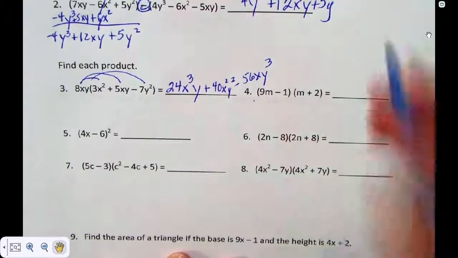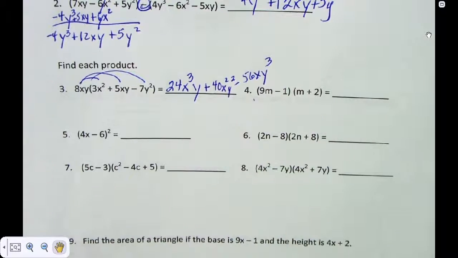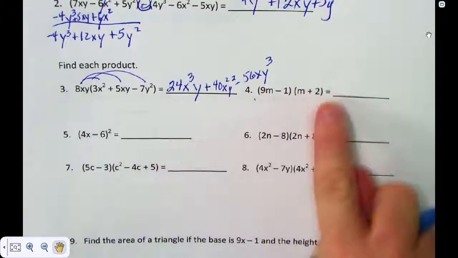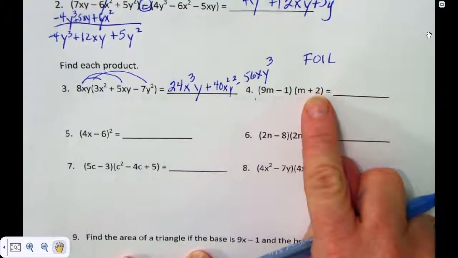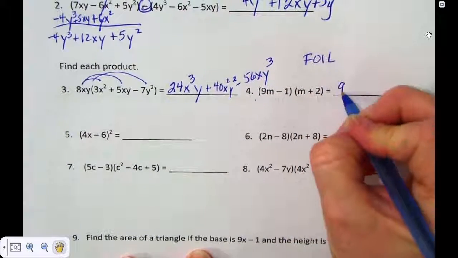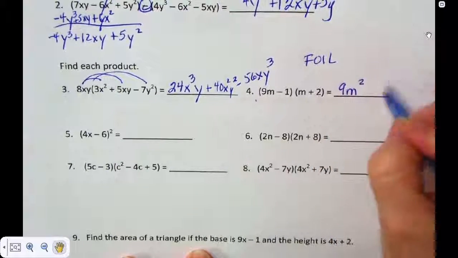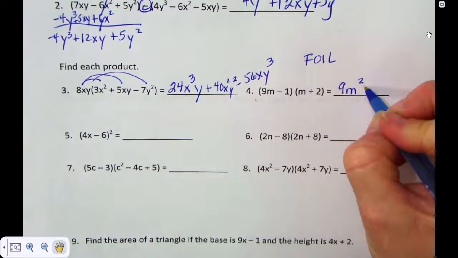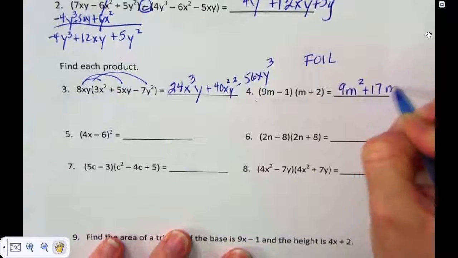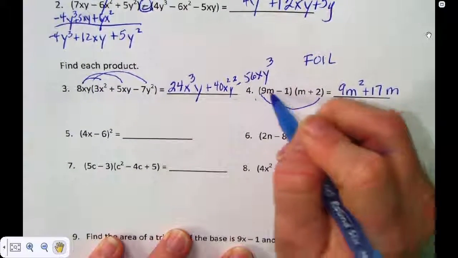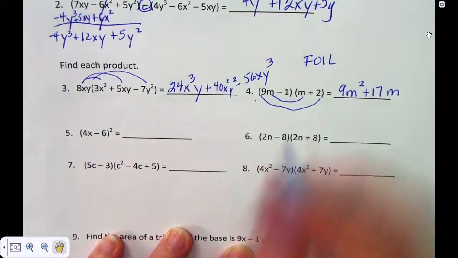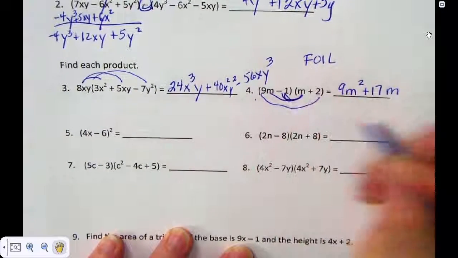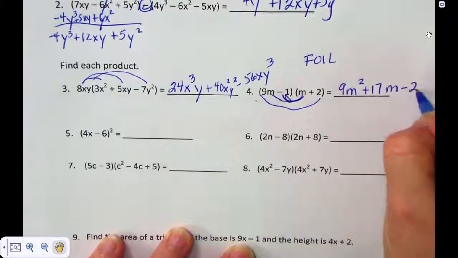Okay, on number 4. What are we going to have to do on 4? Full. Because it's 2 binomials. So we're going to get 9m squared, plus 17m if you do the outer, inner. 18 minus 1. Oh, sorry. And then minus 2. Okay.